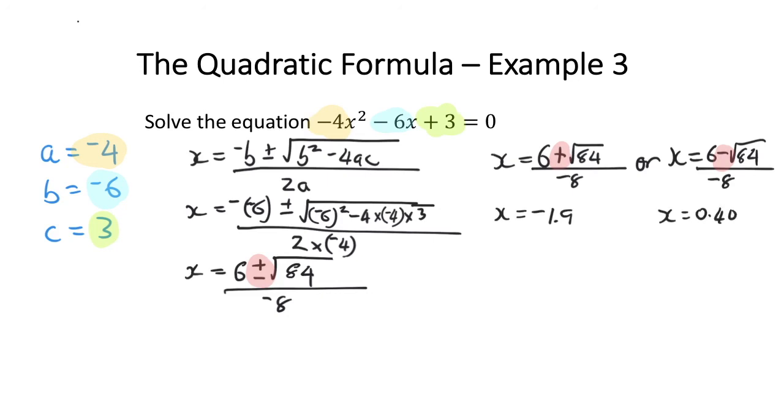So the two solutions to the equation of negative 4x squared minus 6x plus 3 is equal to 0 are that x is equal to negative 1.9 or x is equal to 0.4. And that is an example of how we can use the quadratic formula to be able to solve a quadratic equation.